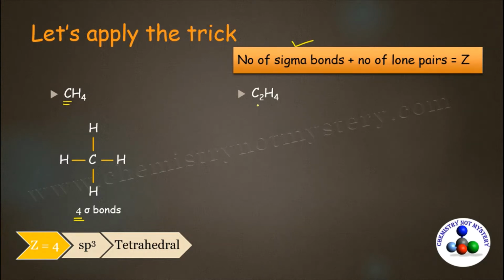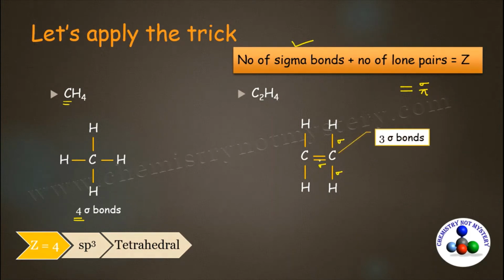Now come to the next molecule, C2H4. This is ethene. Now draw the structure of ethene. In the ethene molecule there is a double bond between the 2 carbon atoms, and you know a double bond is formed by 1 sigma and 1 pi bond. Now calculate the sigma bonds formed by each carbon. So here it is first sigma, second sigma, and this is the third sigma bond formed by this carbon.